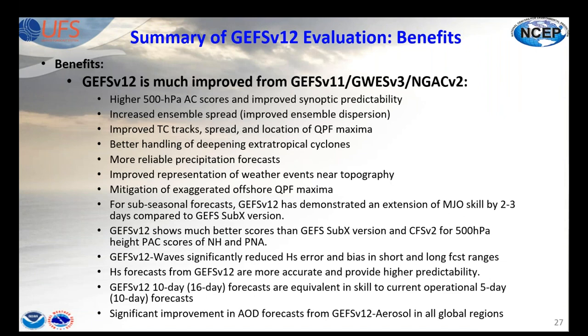So the summary of all the evaluation that was conducted: GEFS V12 is much improved from GEFS V11, the global wave ensemble system, and the NCEP global aerosol component. The sub-seasonal forecasts especially have demonstrated an improvement by 2 to 3 days. Much better scores for both the Pacific North American region as well as the Northern Hemisphere. The wave heights show significantly reduced errors and biases. The GEFS 10-day forecasts are now equivalent to the current skill of 5-day forecasts for the waves. Similarly, there is significant improvement in AOD forecasts from GEFS V12 in all global regions.